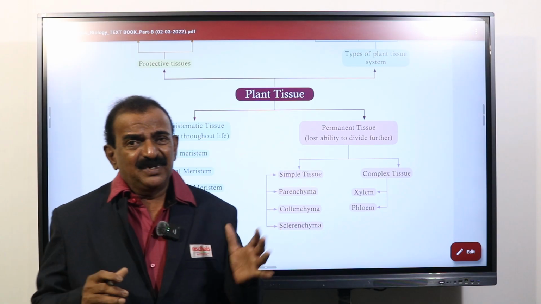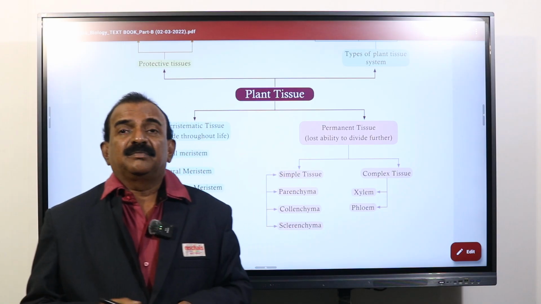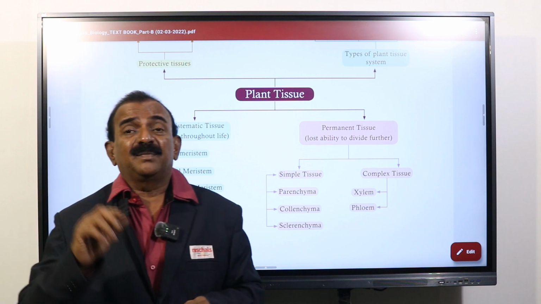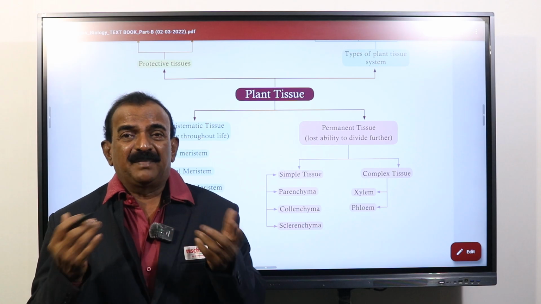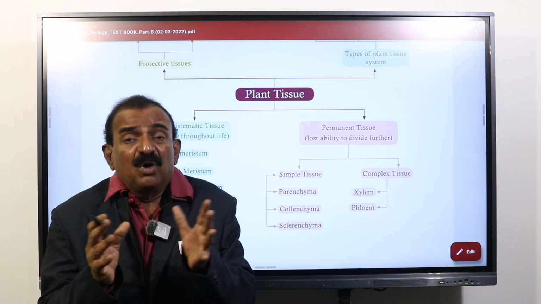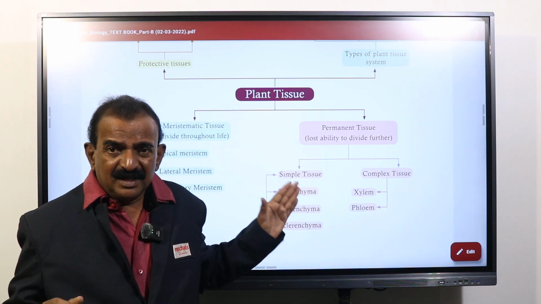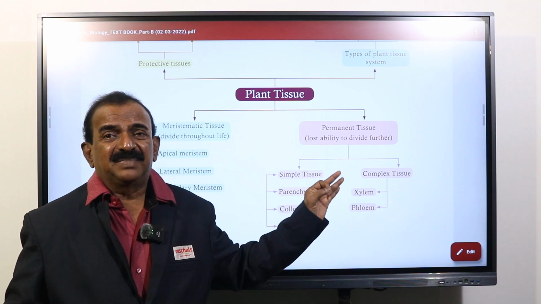Examples of simple tissues are parenchyma, collenchyma, and sclerenchyma. These are the simple permanent tissues. Once they are formed, no more division takes place in these tissues. That is the reason they are called permanent simple tissues.